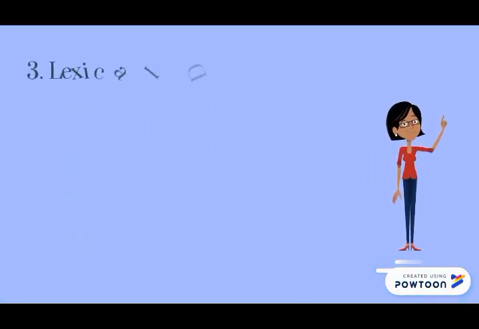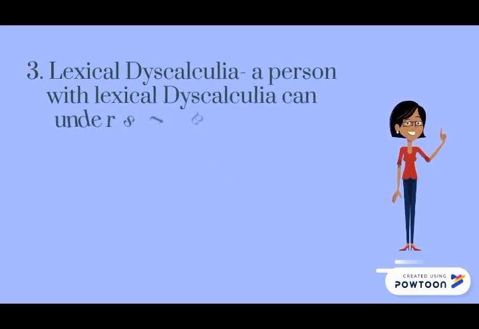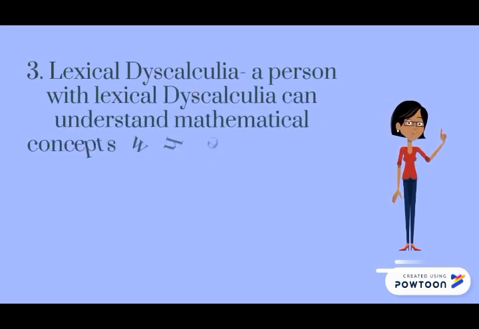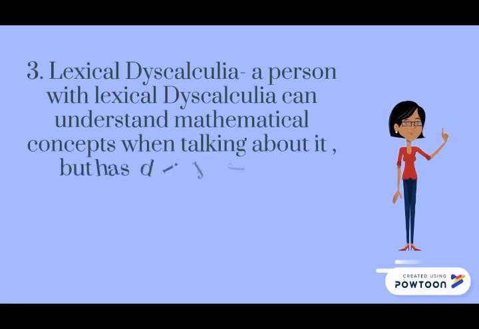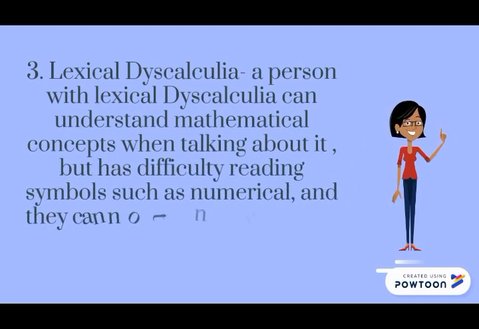Number 3. Lexical dyscalculia. A person with lexical dyscalculia can understand mathematical concepts when talking about it, but has difficulty reading symbols such as numerals, and they cannot understand it when it occurs in number sentences or equations.